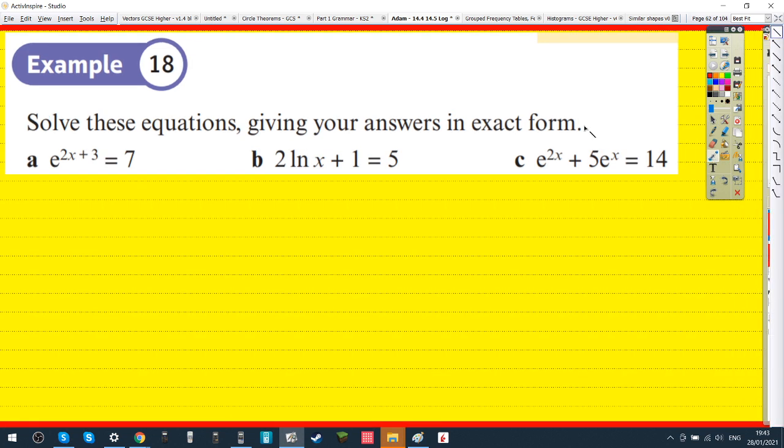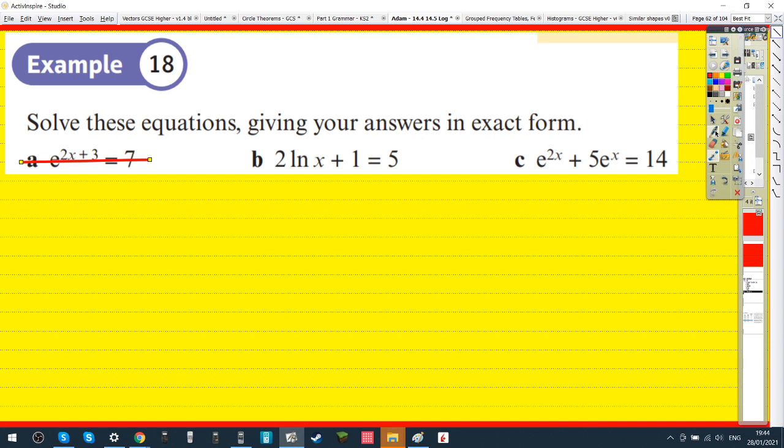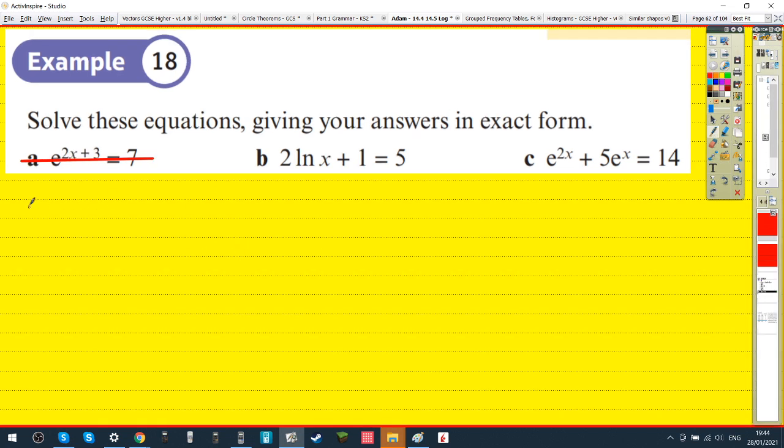Wait, so which one am I doing? B, or which one am I doing? B, yeah. Okay, cool.